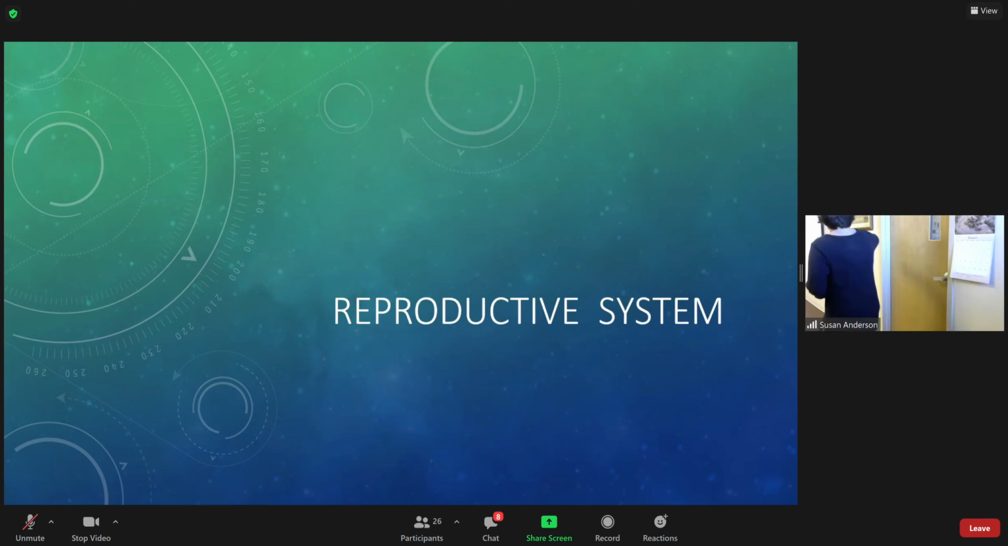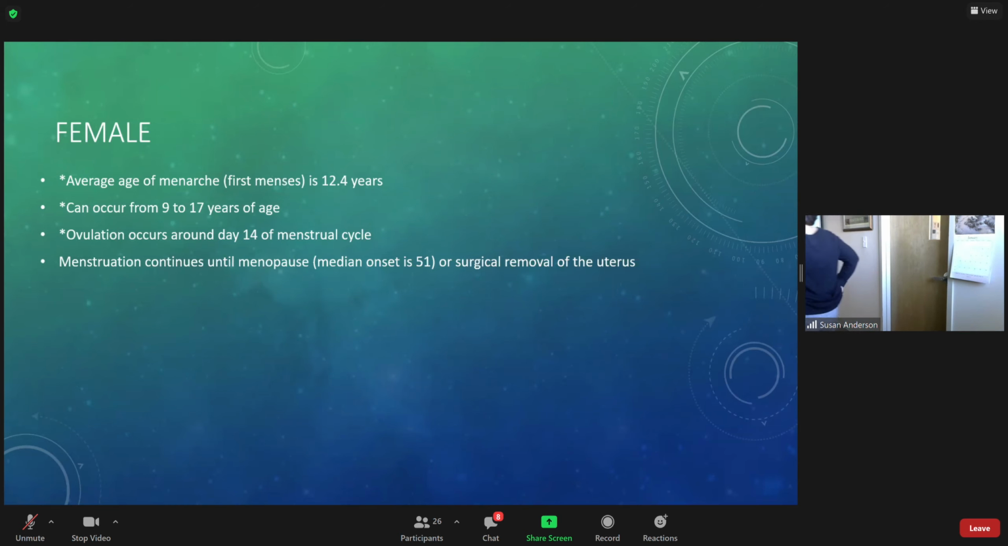So, reproductive system. Male and female, obviously, we're talking about. What does menarche mean? That's the first period, the first menstrual cycle. Remember, I keep telling you, don't study statistics like it's 12.4 years. Obviously, we all recognize that typically around 12 to 13 years of age is the average age. Again, it can occur anywhere from 9 to 17 years old.